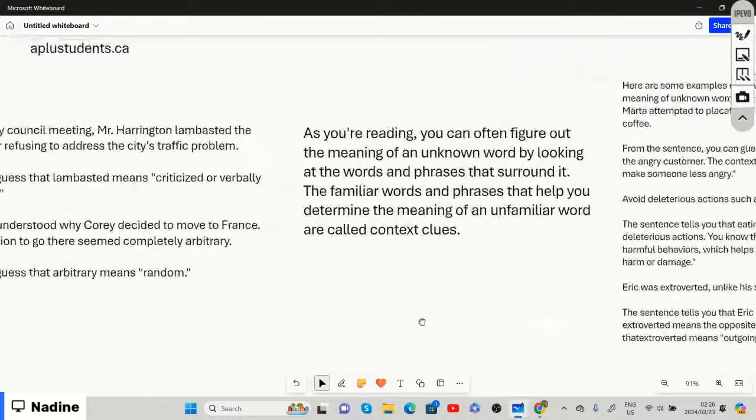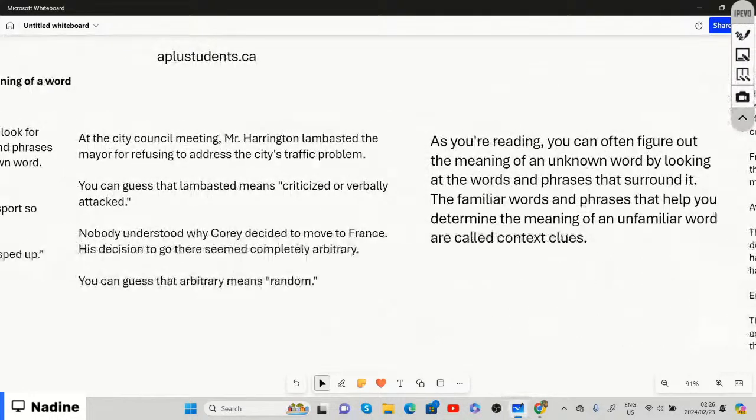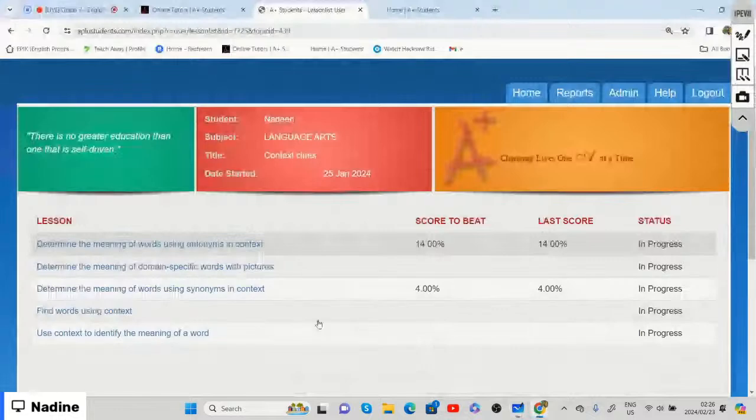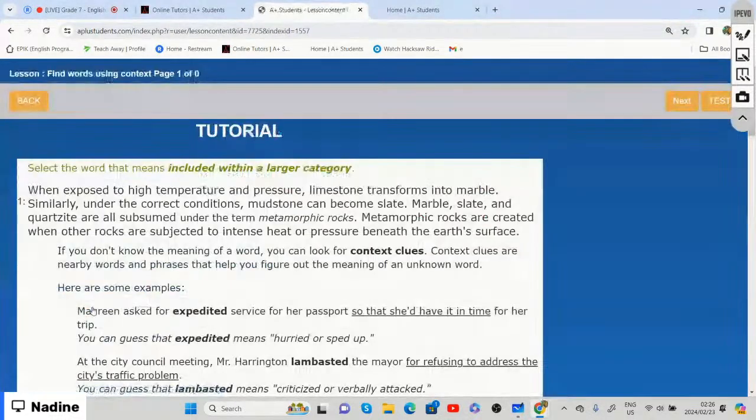All right, so we are doing our tutorial lesson on aplusstudents.ca. So now we're going to aplusstudents.ca and we're going to find words using context. And we say that if you don't know the meaning of a word, then you can always look for context clues. And where will you find your clues? You will find your clues within the sentence, or within the sentences, or within that little paragraph or something that you're writing.